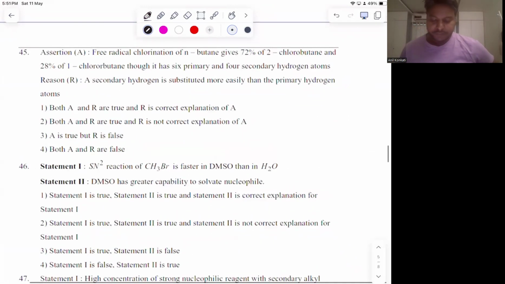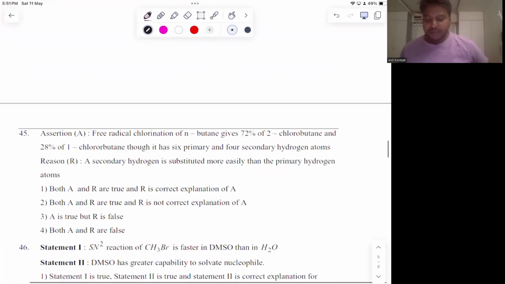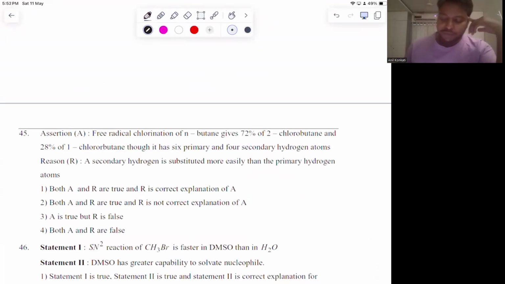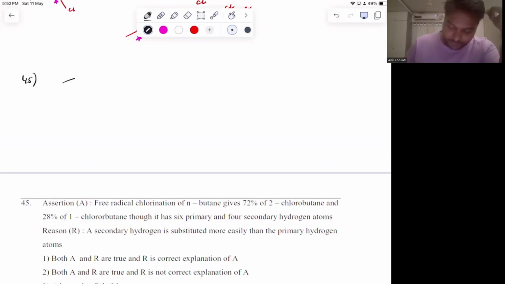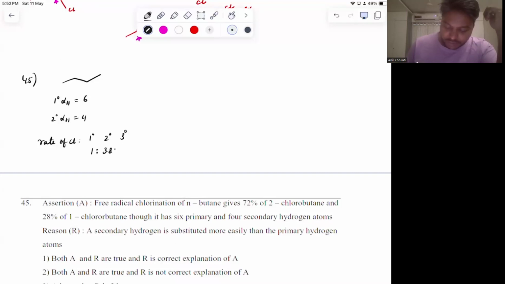Next, 45. Free radical chlorination of n-butane gives 72% 2-chlorobutane and 28% 1-chlorobutane. You notice this one, I'll write 45 here. This is butane. Butane has 1 degree alpha hydrogens as 6, and 2 degree alpha hydrogens as 4. And the rate ratio of chlorination for 1 degree, 2 degree and 3 degree is 1 is to 3.8 is to 5.